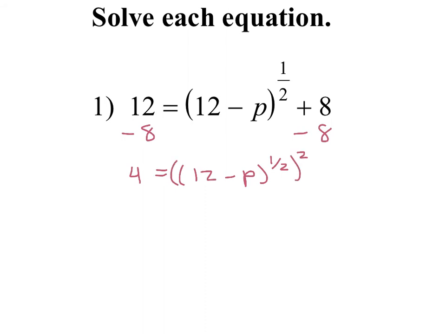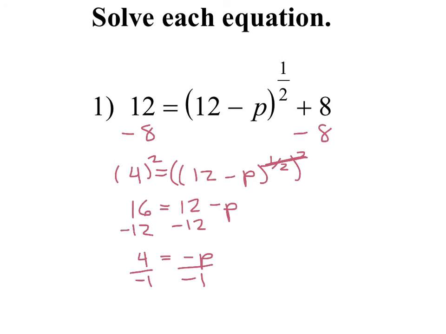So we're just going to square both sides of our equation. 4 squared is 16, and these cancel out. So we're left with 12 minus p. So we can subtract 12 from both sides, and we get 4 is equal to negative p. But we can't have this negative p, we need it to be just p equals. So we're going to divide both sides by -1. Get rid of that negative, so we have -4 is equal to p.